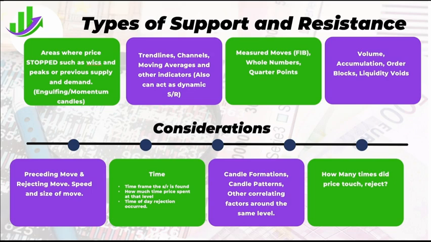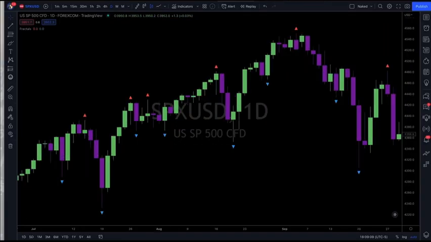We're just going to find a way to look at this area of interest, look for correlating factors so we can make a healthier decision of when we're buying and when we're selling. That's all. Areas where price stops, such as wicks, peaks, previous supply and demand. Let's take a look real quick at what that looks like on a chart.